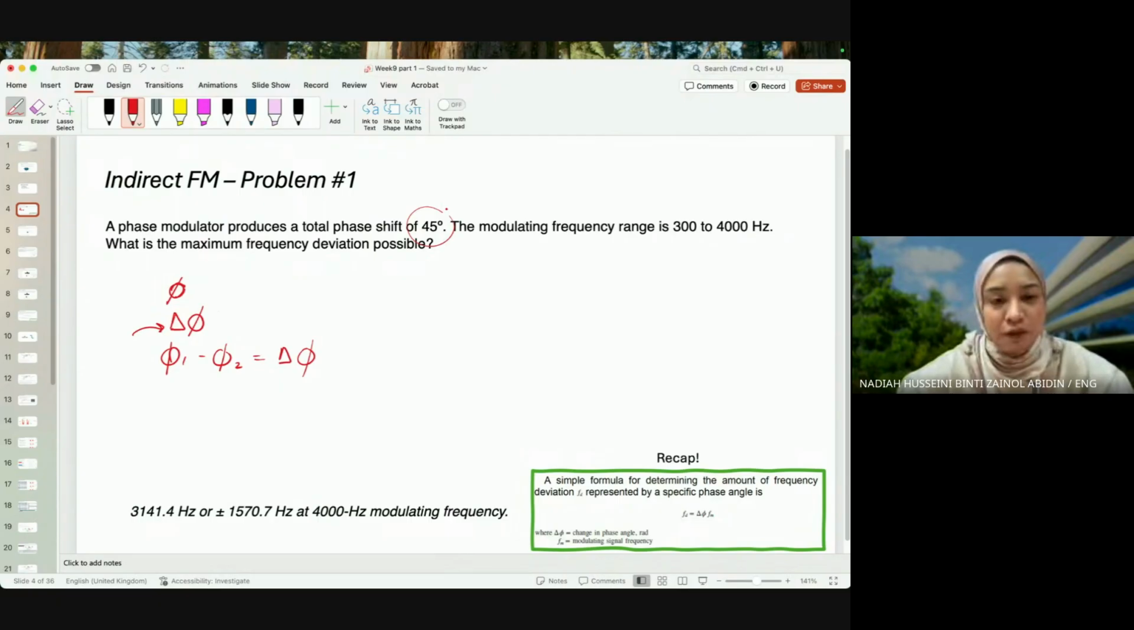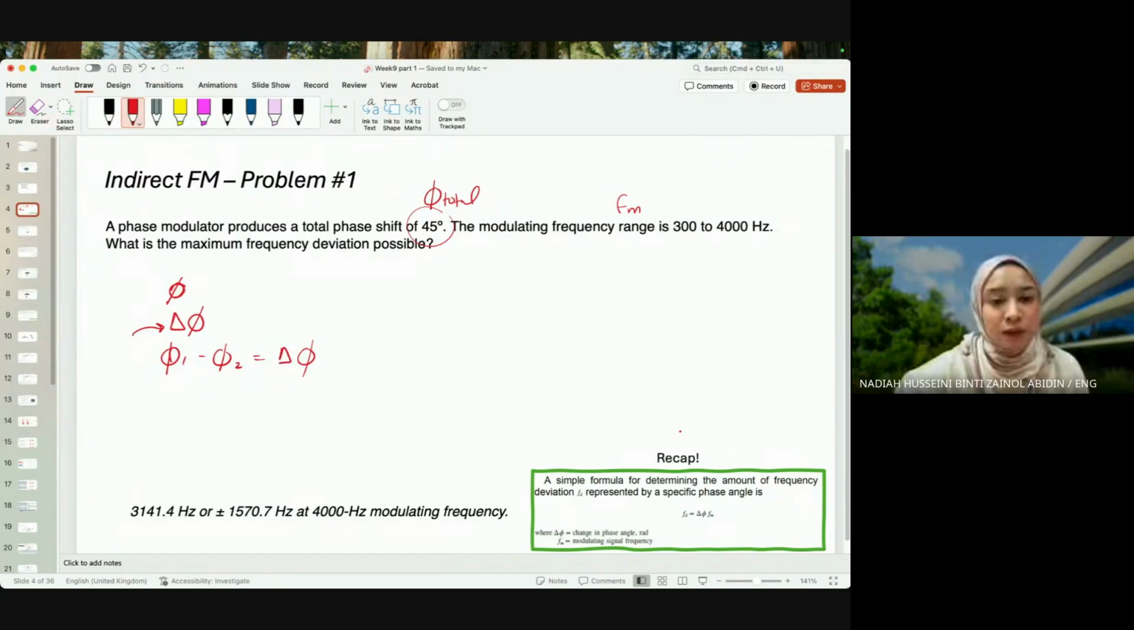When we talk about phase, we are always talking about it in radians. So we have to convert 45 degrees to radians. Another piece of information is that the modulating frequency range is 300 to 4,000. So this is our FM. This is going to be our total. After we have converted it to radians, what is the maximum frequency deviation possible?